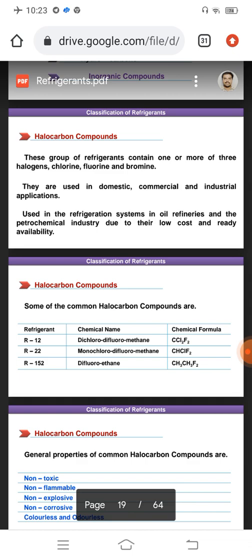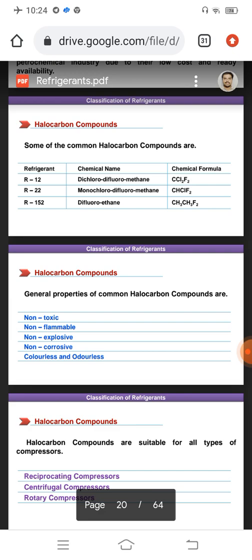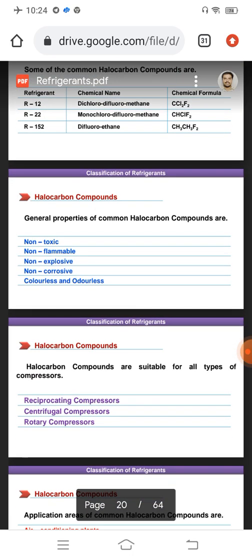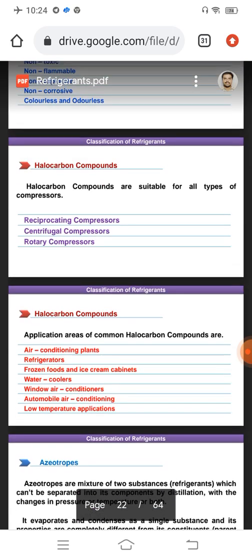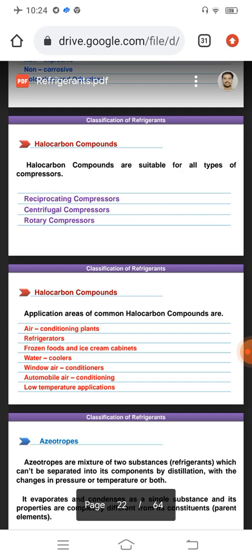These refrigerants have a wide range of boiling points at 1 atmospheric pressure. So these satisfy the requirements of domestic, commercial, and industrial applications. General properties of these refrigerants: we have seen that they are non-toxic, non-flammable, non-explosive, non-corrosive, colorless, and odorless. Next, the halocarbon compounds are suitable for all types of compressors: reciprocating compressor, centrifugal compressor, and rotary compressor.